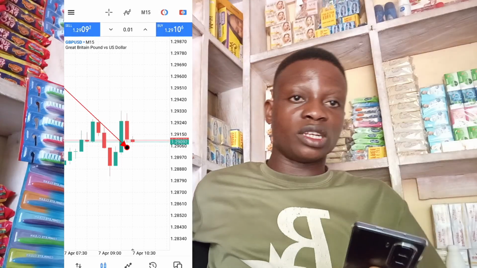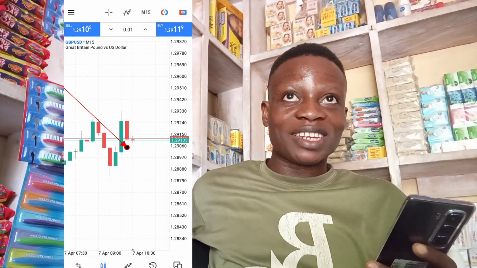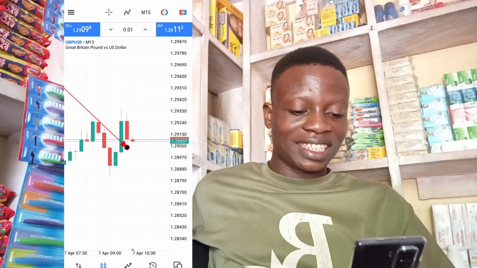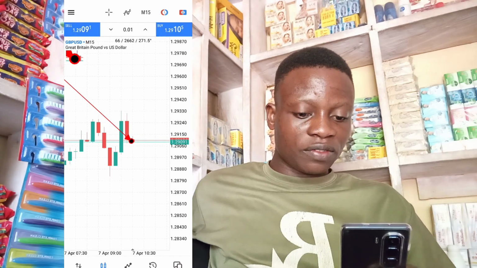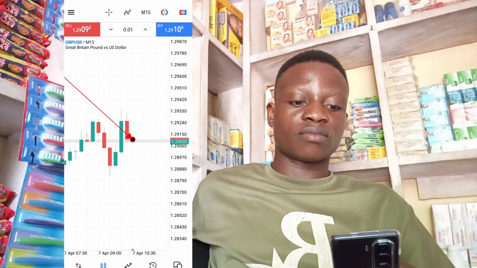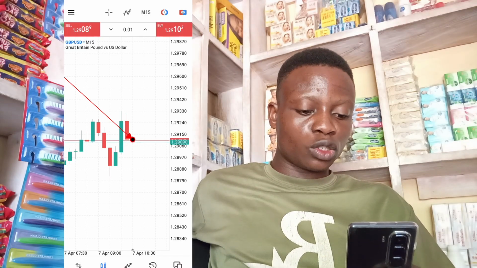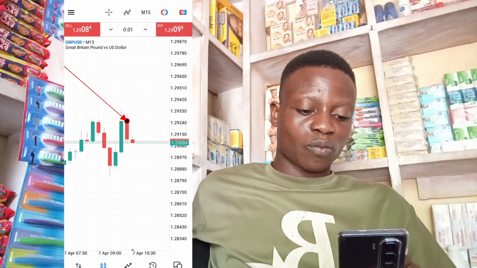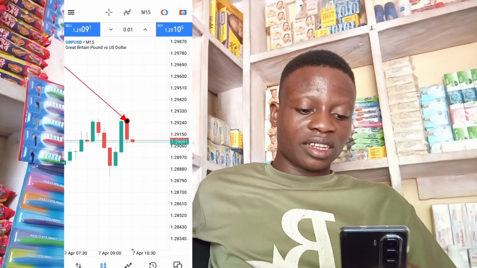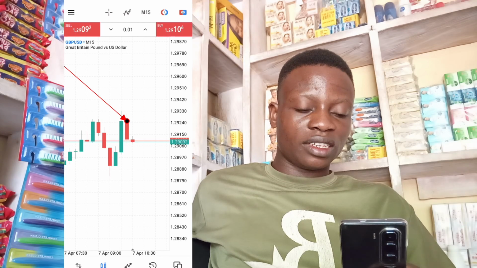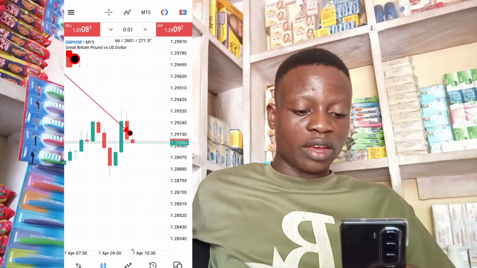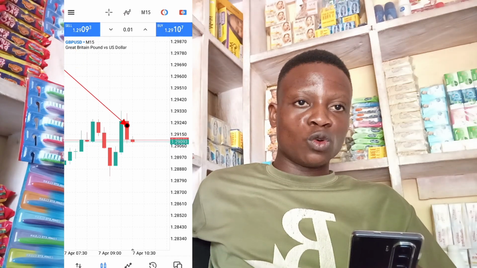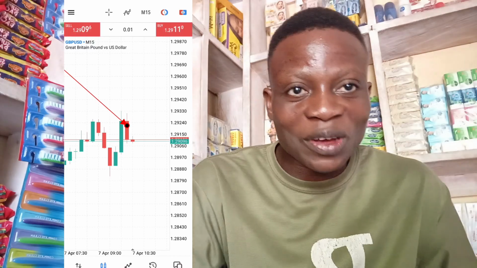So let's still wait, because patience is the name of the game. We are still waiting. Let this particular one close. If this one closes bullish, then not just any bullish. If it closes bullish and it engulfs this particular red candle, then we'll go in for a buy. And if it closes bullish and refuses to engulf this particular candlestick, then we'll still hold. You get? Then we'll still hold.